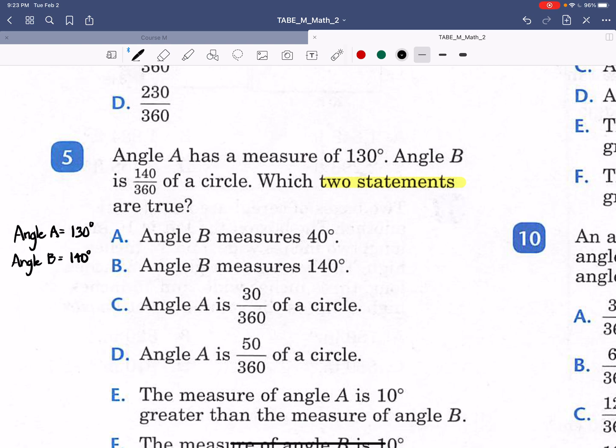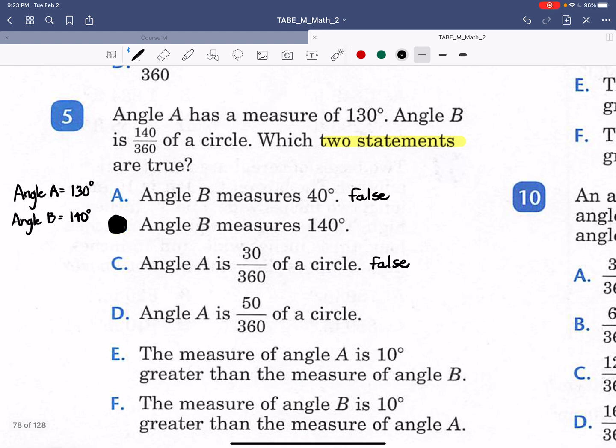Angle B measures 40 degrees. That is false. Excuse me. Angle B measures 140 degrees. That is true. Angle A is 30 parts of a circle. That's not true. It's 130 parts of a circle. Angle A is 50 parts of a circle. That is not true. The measure of angle A is 10 degrees greater than the measure of angle B. That is not true. The measure of angle B is 10 degrees greater than the measure of angle A. The word greater tells me to subtract the two, and B is bigger. So for number 5, I want B and F.